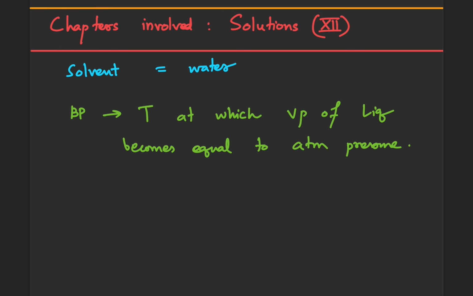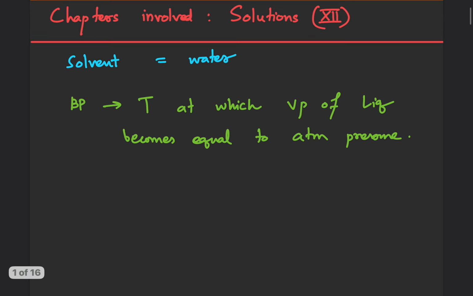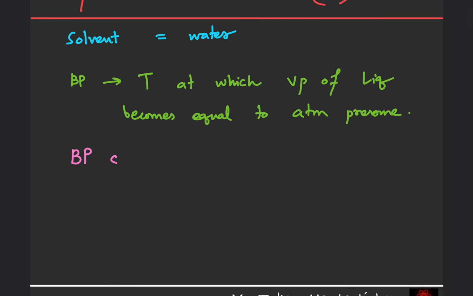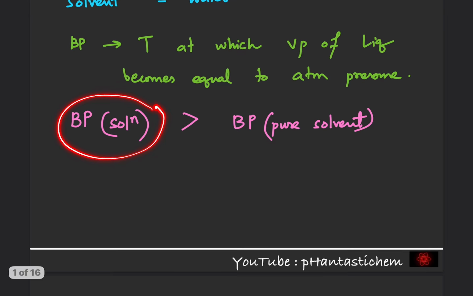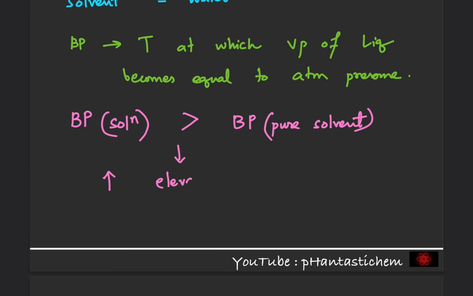One more point regarding boiling point that is very important is that the boiling point of a solution is always higher than the boiling point of the pure solvent. That is, the boiling point of solution is always more than the boiling point of pure solvent. Can you see the solution has more compared to the solvent? So this increase of solution compared to the solvent is known as elevation in boiling point.